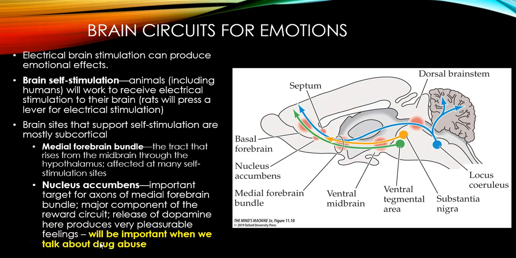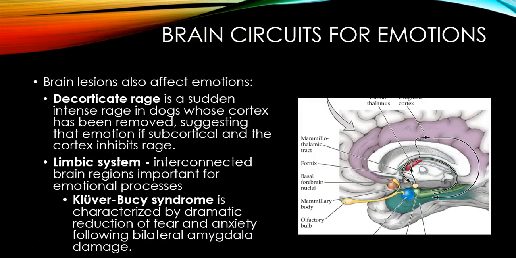And so rats will work very hard, they'll press that lever really hard, for electrical stimulation of the nucleus accumbens. And we're going to talk about this area in more detail when we talk about drug abuse, since we think it's this dopamine release, particularly in the nucleus accumbens, that makes drug use so pleasurable.